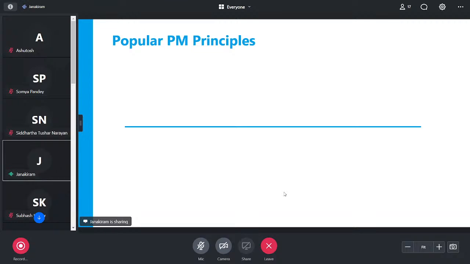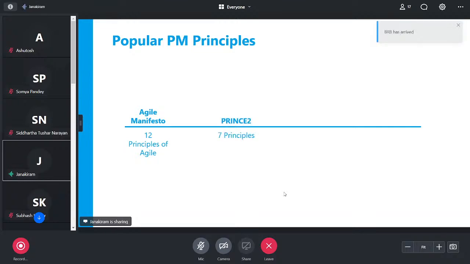What are the famous or the popular project management principles out there in the market? We have the Agile Manifesto. There are 12 principles for Agile. Those who are certified in the Agile area may very well be familiar with this.